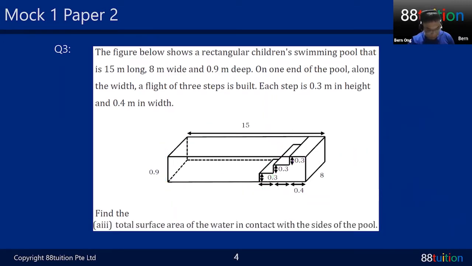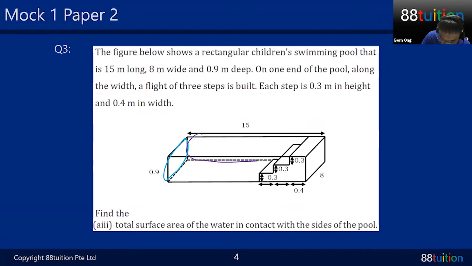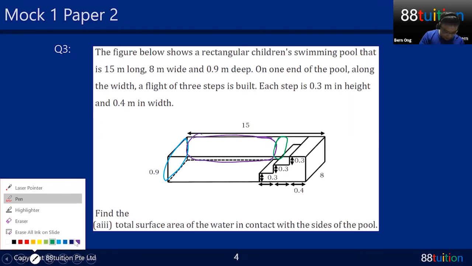3A part 3, total surface area. The total surface area is the place where it touches the water. So remember, it's a swimming pool. So the water touches this portion here, the blue color, the side. The water also touches this portion, which is actually the same as the front portion, so you must times 2 later. The water also touches the first step down here, which is also times 2 because in front and behind.